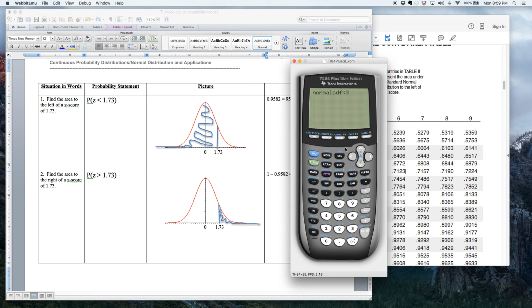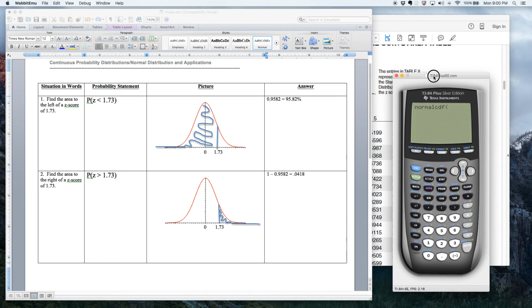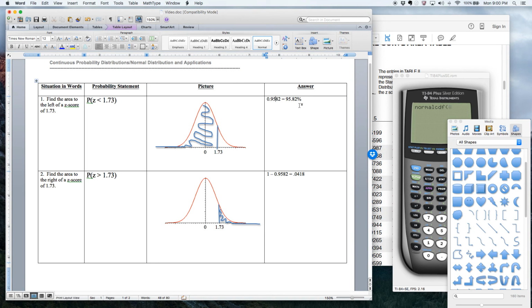Now, I have the old version of the TI-84. Some of you might have the newer version. You'll know right away if you have the new version, because when you do this, it doesn't bring this normal CDF command back to the home screen. I believe it says lower, upper, mean, standard deviation. It's like a little list, and you just have to tell it what you want. So if you're like me and you have the old version, then you have to know how to use this. So I'm going to come over here and write out how to use it.